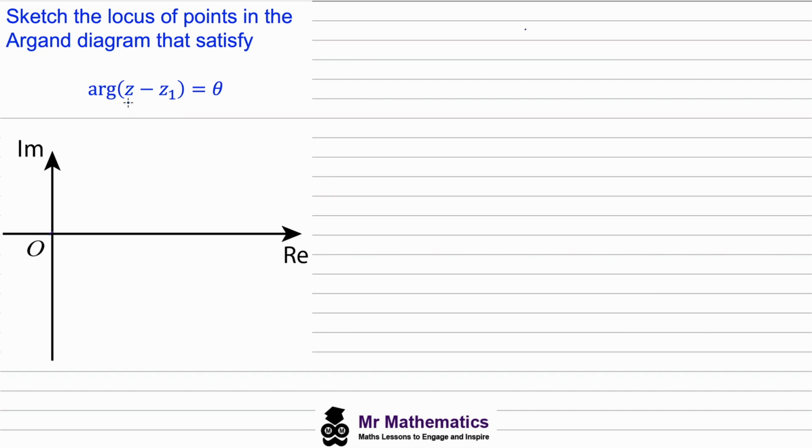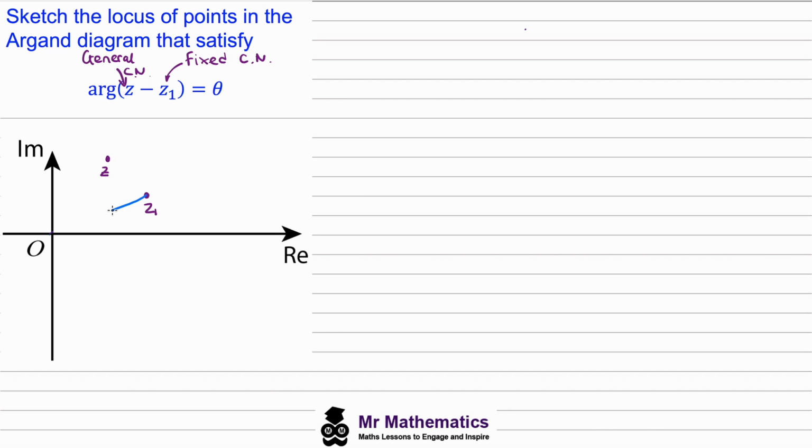We know from previous videos that this z would be a general complex number, and this z1 would be a fixed complex number. So if we begin with z1 and we plot this as a fixed point, let's say here, and then we have another complex number z, which could be anywhere. Let's put this one here. Then we need to look at the displacement between z1 and z, which we can do using vectors.